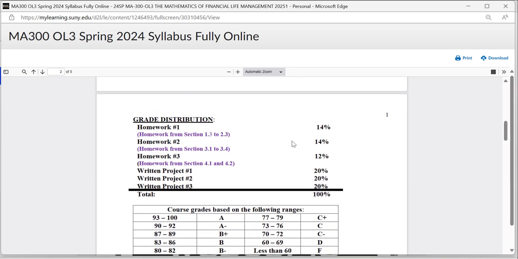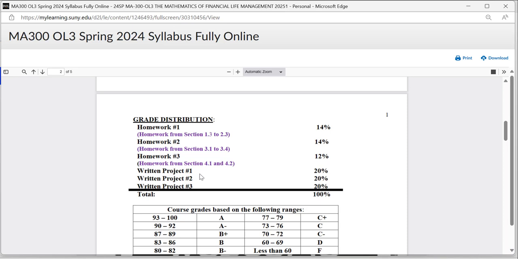So next item in the syllabus is the grade distribution. So homework number 1 is worth 14%. Homework from section 1.3 to 2.3. So you're going to submit the homework as a bulk submission. I'm gonna talk about that in a second. Homework number 2 from section 3.1 to 3.4. That's also worth 14% of the final course grade. Homework number 3 from section 4.1 to 4.2, it's worth 12%.